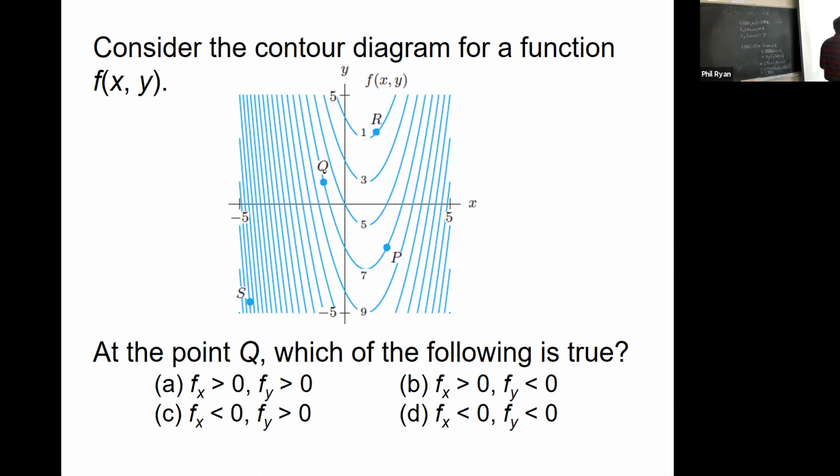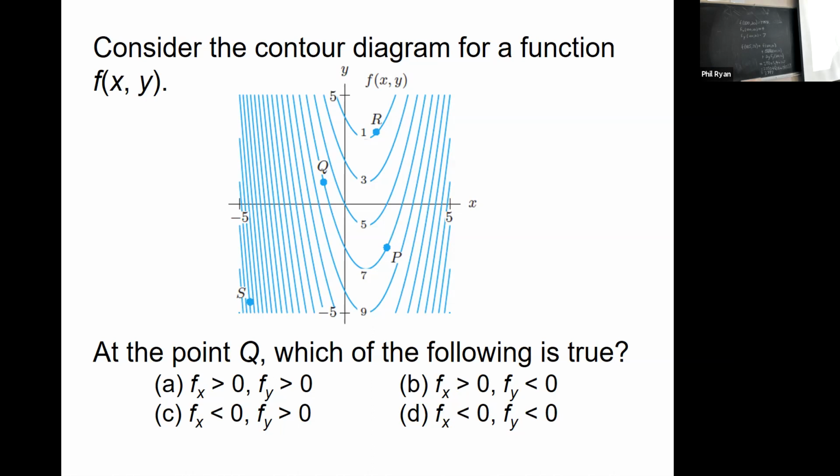So let's have a look at the point Q. So the partial derivative with respect to x, I'm going in this direction, and it looks like I'm crossing the 5 contour. So as I go in this direction, I'm going from 9 to 7 to 5. So what can you tell me about the partial derivative with respect to x? F is decreasing in this direction, so the partial derivative with respect to x is what? Positive or negative? Negative, right. Because it definitely looks like we're going down. So it's going to be either C or D.